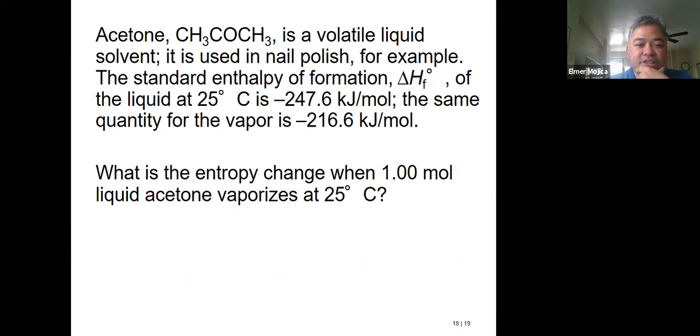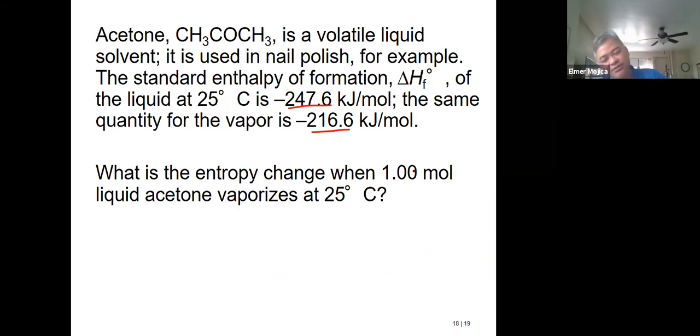Acetone is a volatile liquid solvent. It is used in nail polish. The standard enthalpy of formation of the liquid is negative 247.6 at 25 degrees Celsius. The same quantity for the vapor is negative 216.6. Now you are asked, what is the entropy change when 1 mole of liquid acetone vaporizes at 25 degrees Celsius?